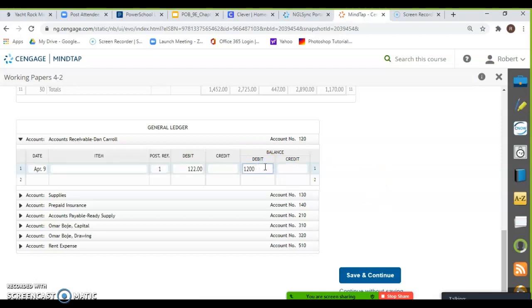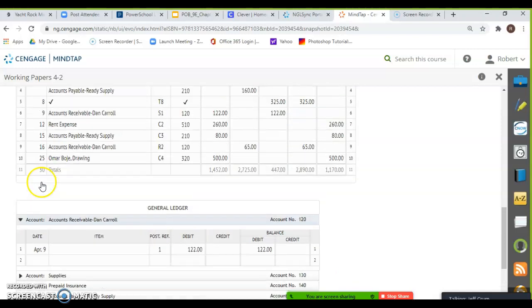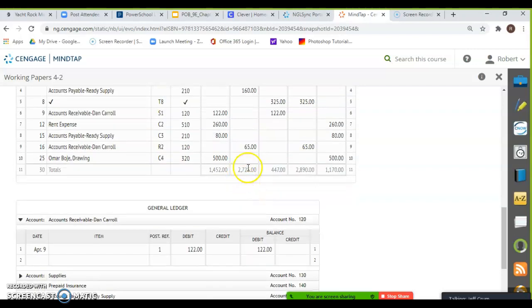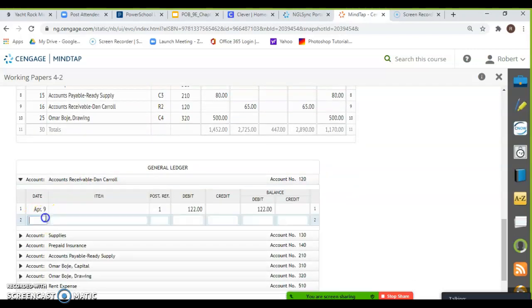Keep trying to put in that extra 0. So there's that. So let's go back up and see if there's any more for Dan. So on the 16th, looks like he had a credit for $65. So the 16th, we already know this is page 1 of the journal. So now he has a credit of $65.